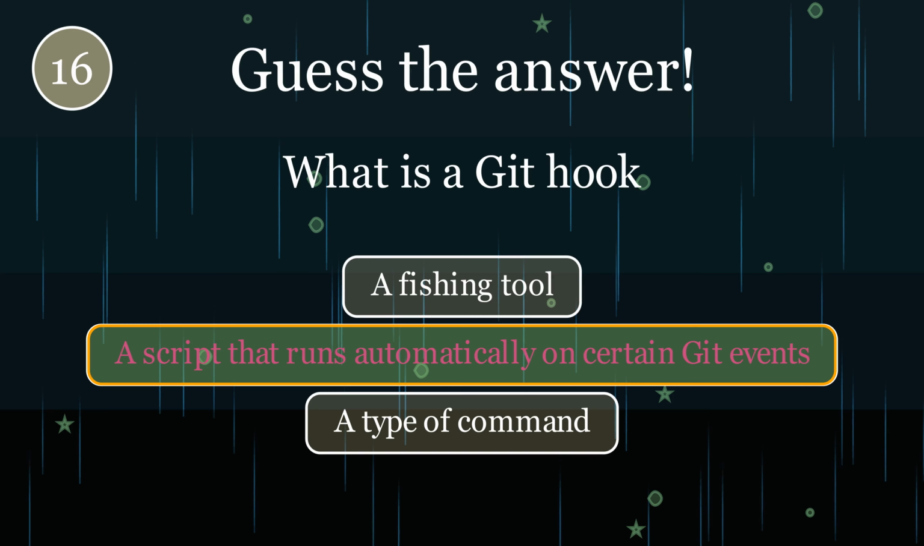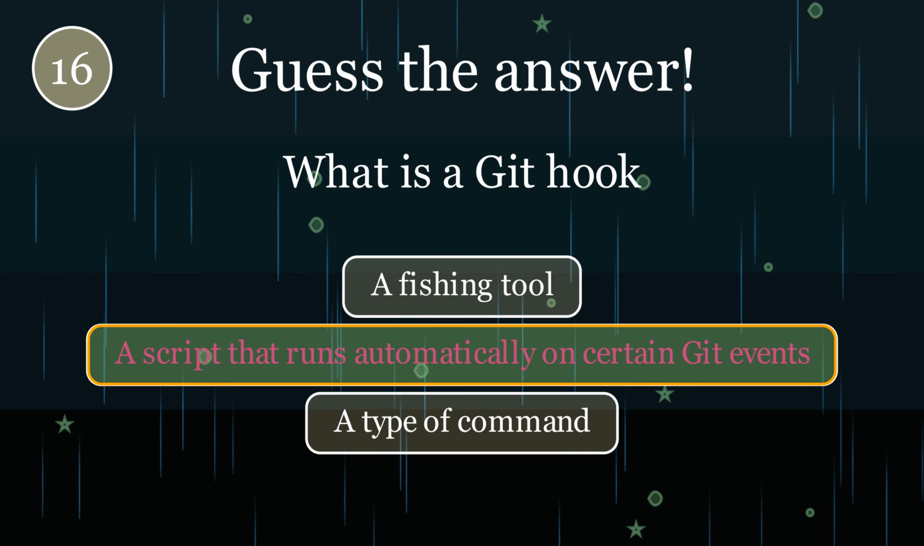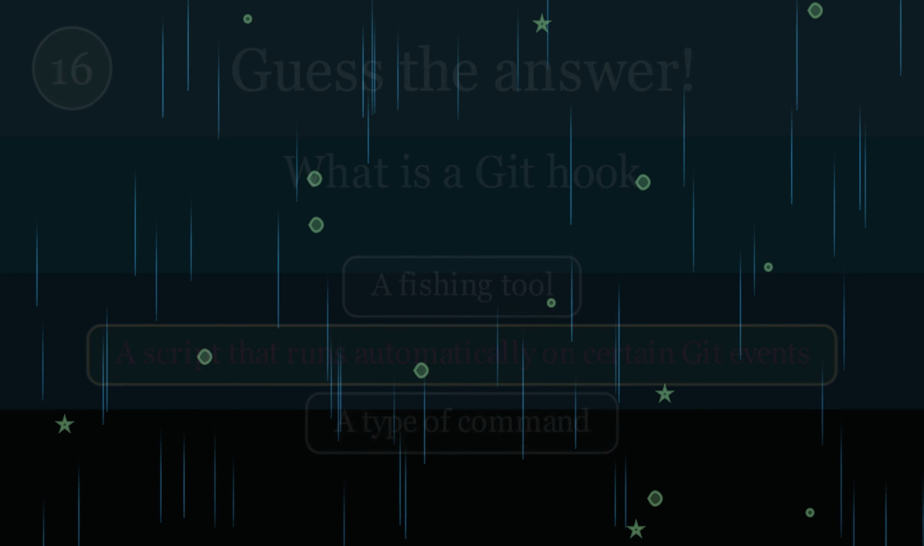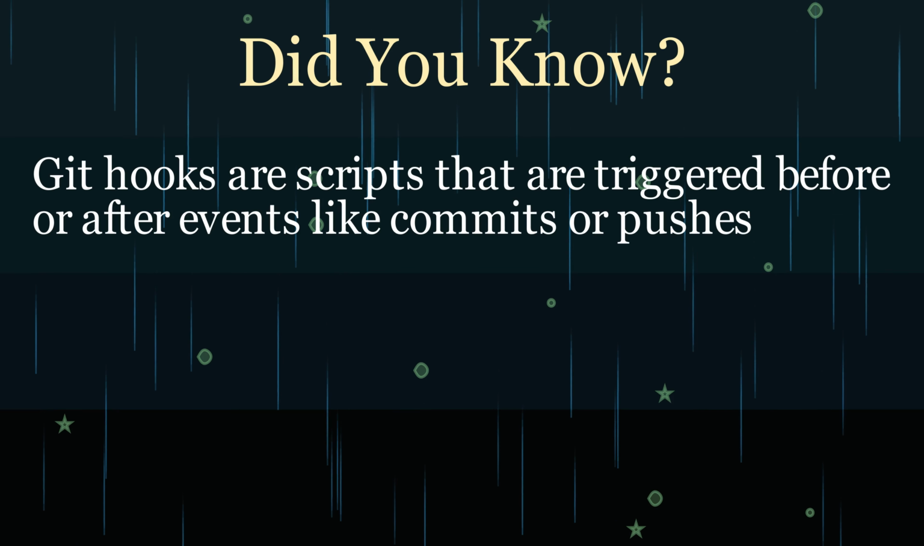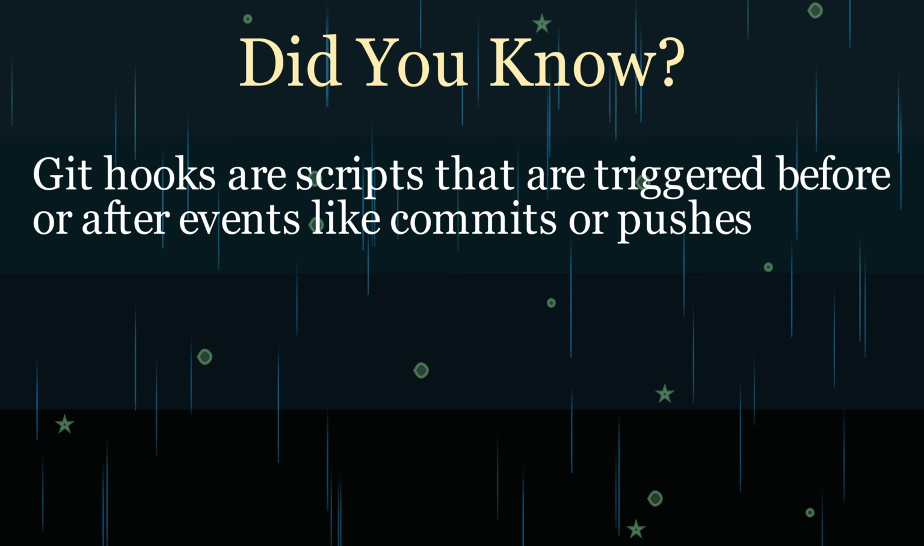The correct answer is a script that runs automatically on certain Git events. Impress your friends with this fact: Git hooks are scripts that are triggered before or after events like commits or pushes.